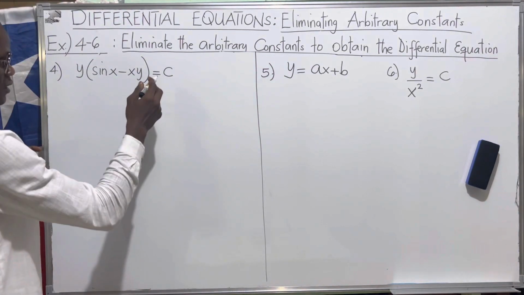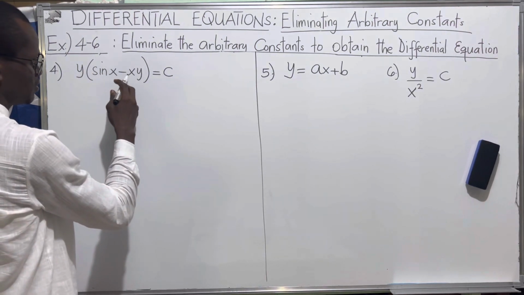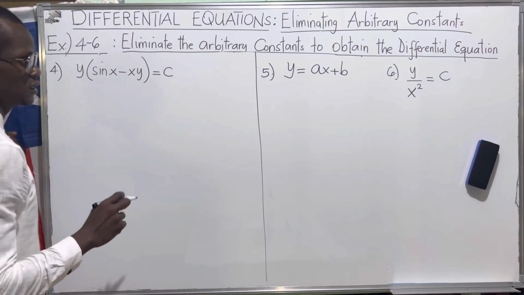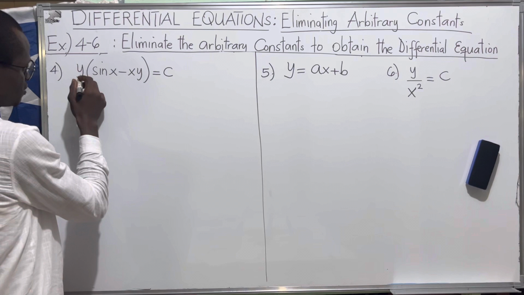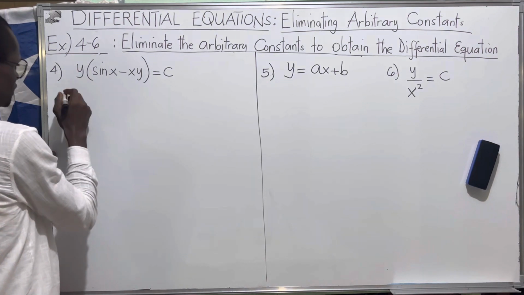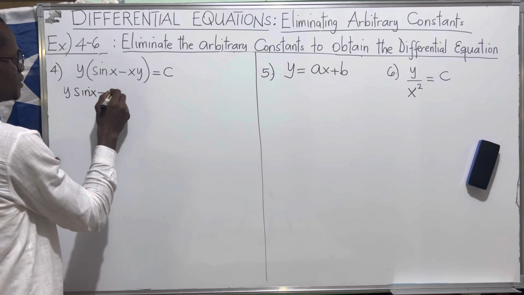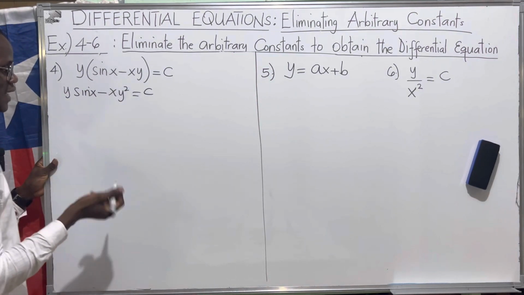So the first problem says y times sine of x minus xy equals c. Since we have one constant, this is a first order differential equation. So we can just multiply y by sine. So it's y sine of x minus x y squared equals c. We can now differentiate.